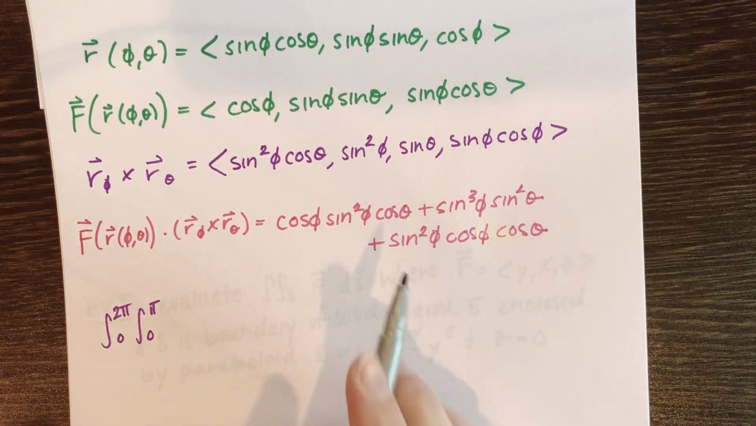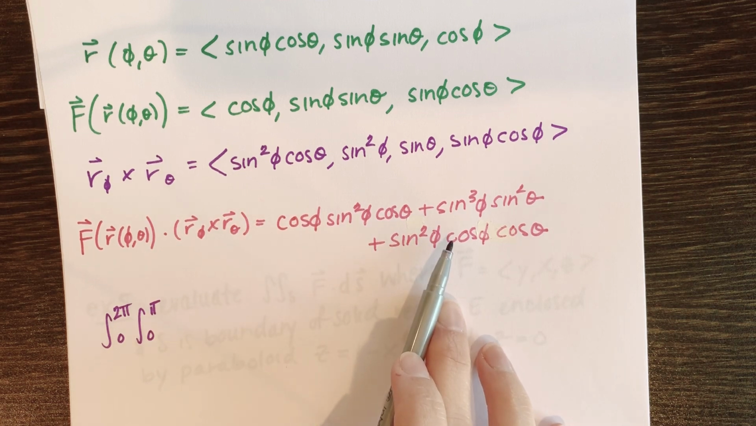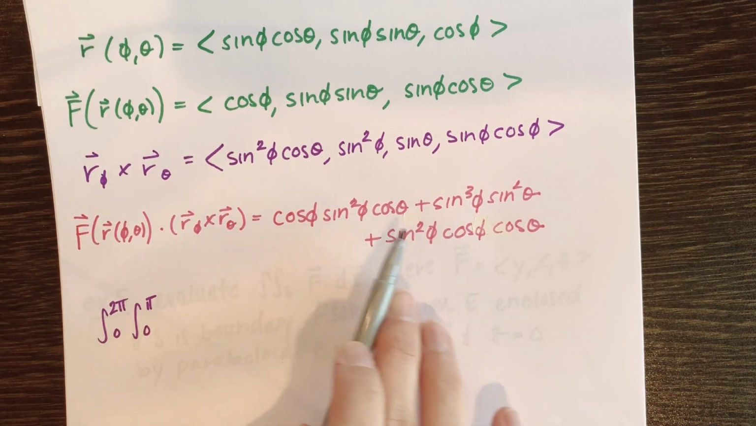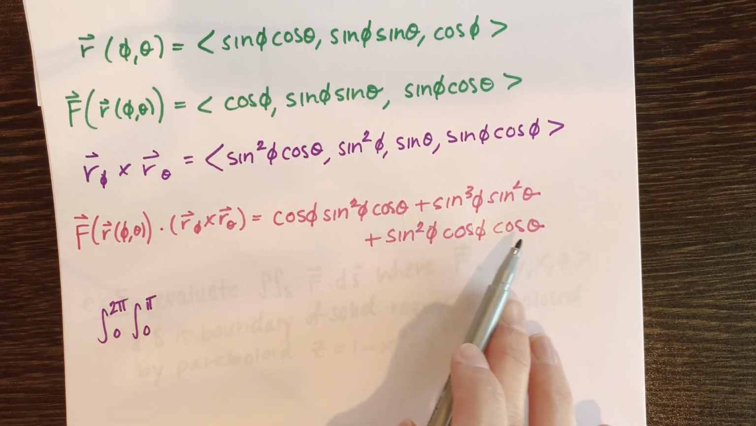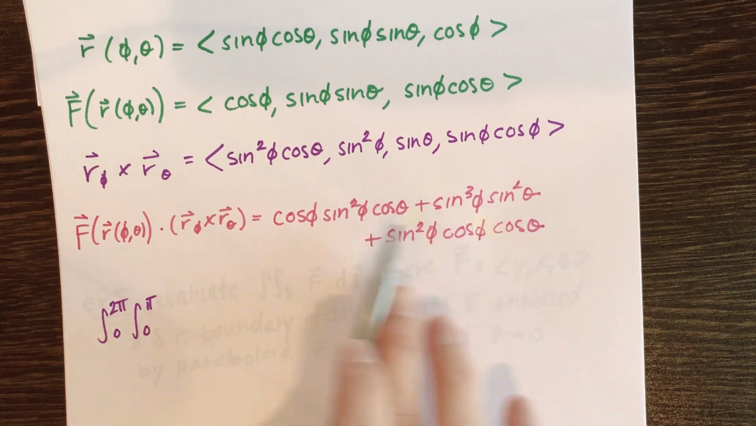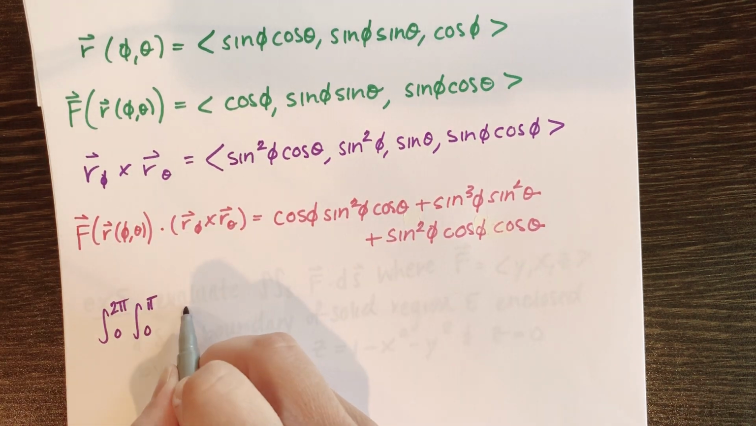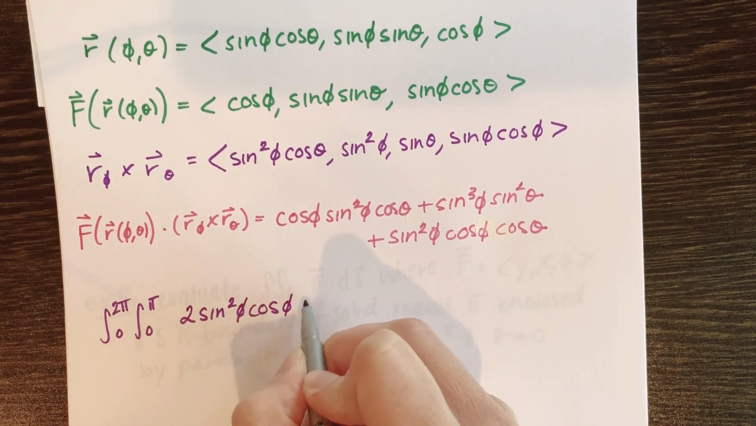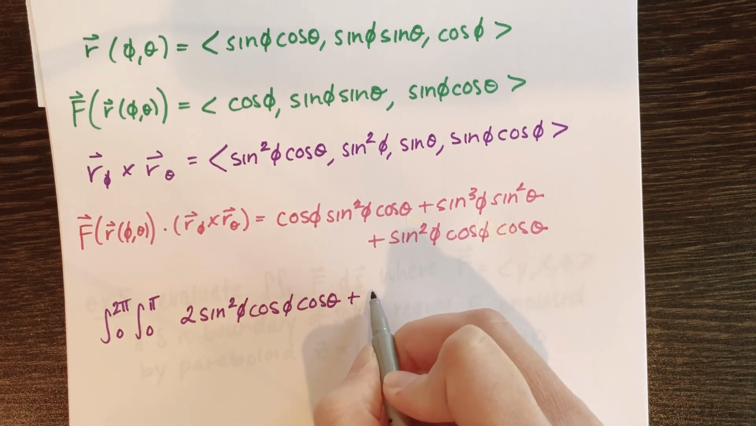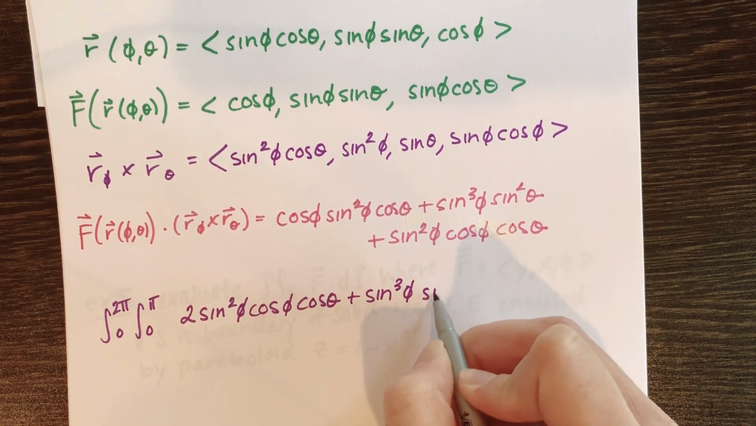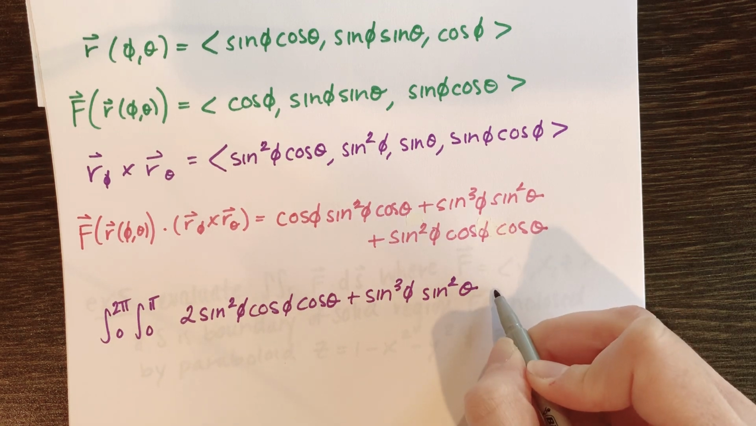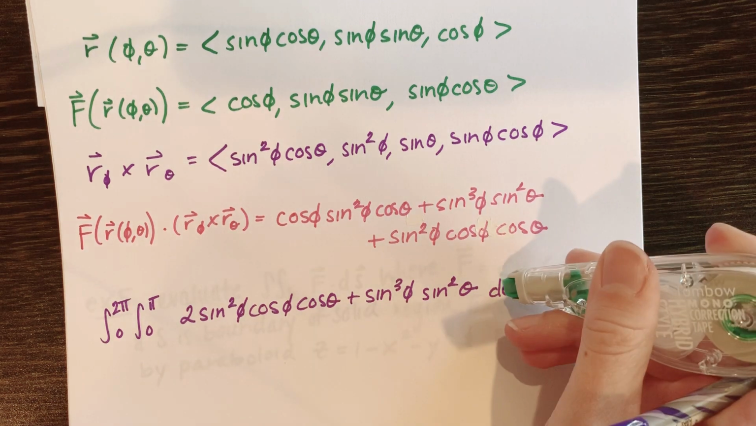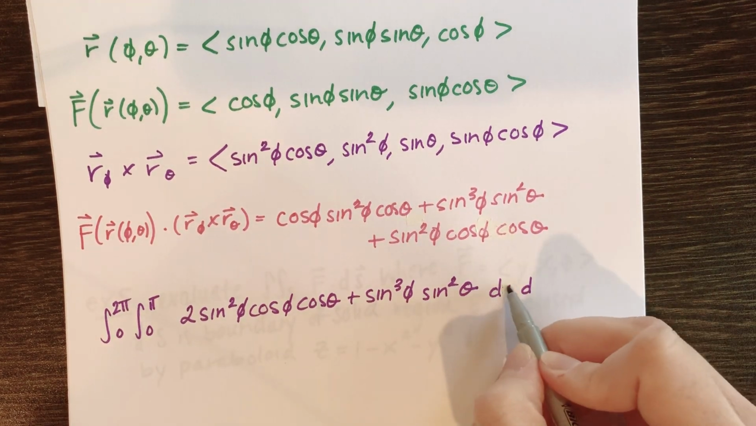And if you notice, the first and third piece of my dot product is the same. I don't know if you noticed that. So it's sine squared phi, cosine phi, and cosine theta. It's the same three, just in different orders, but it's multiplication. So it's actually 2 sine squared phi cosine theta, plus sine cubed phi sine squared theta. And then I have d phi, d theta.